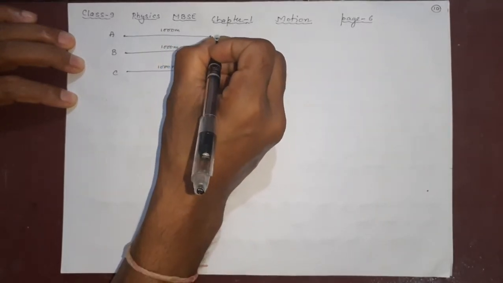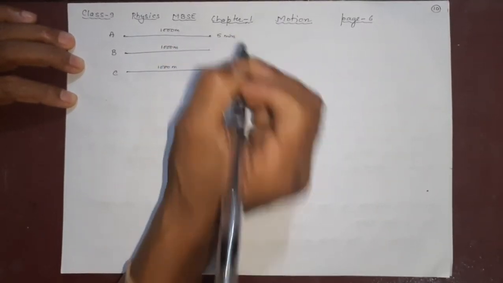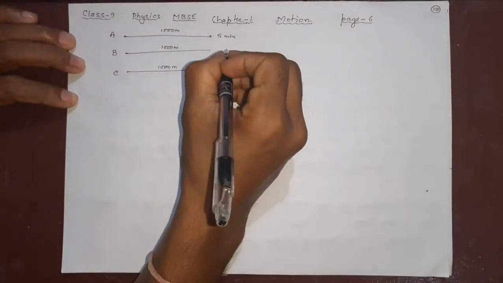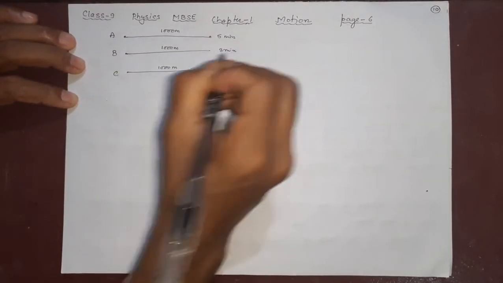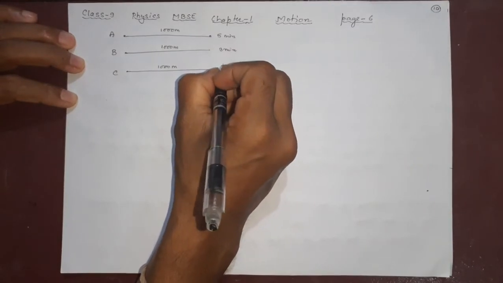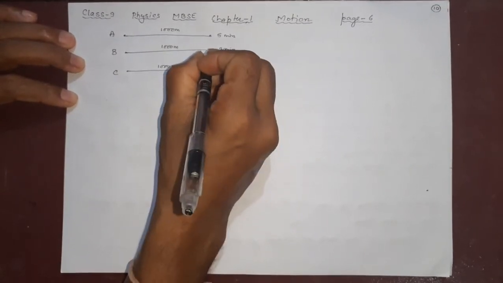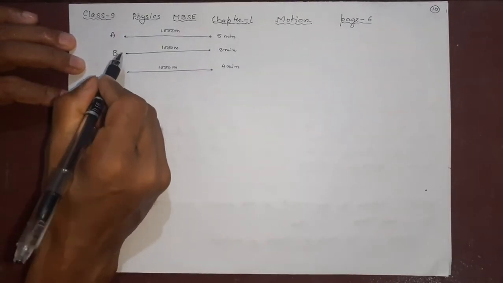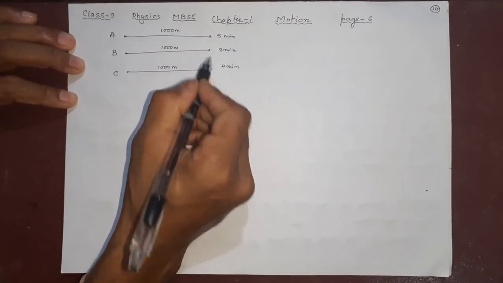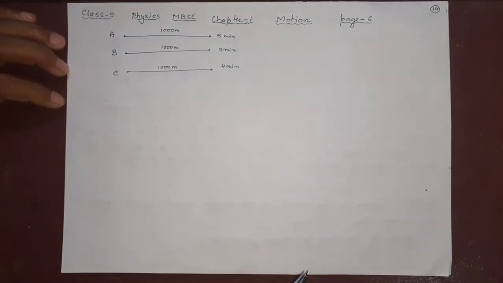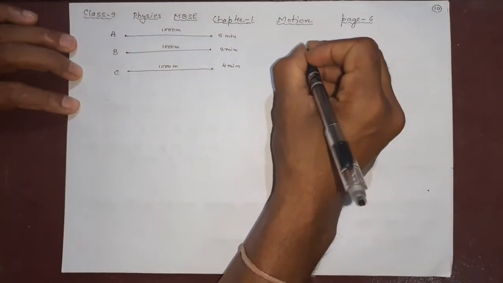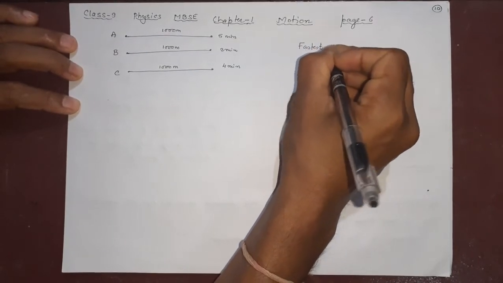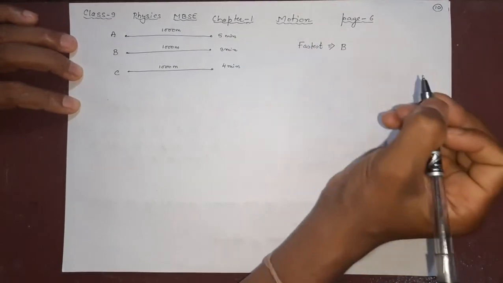A is taking 5 minutes to reach here. B is taking 3 minutes to reach here. C is taking 4 minutes to reach 1000 meter. Okay, this is the starting point, same, finishing point, same. Now, you can easily say which is moving the fastest. Which is moving the fastest? Fastest is which one? It is easily B.